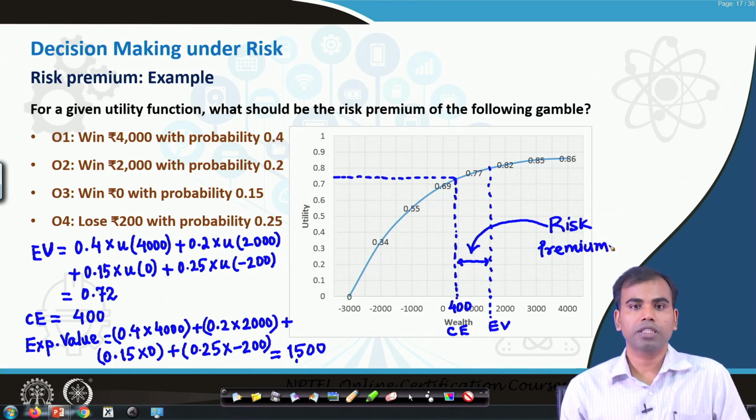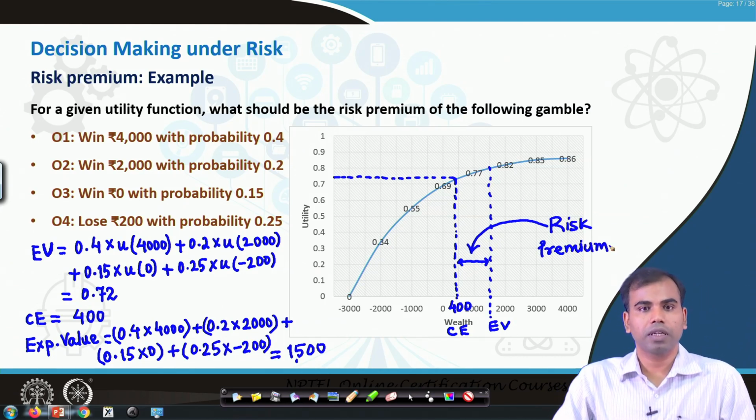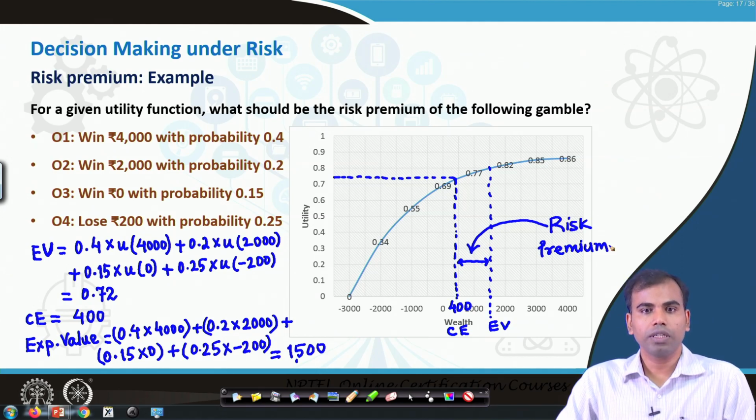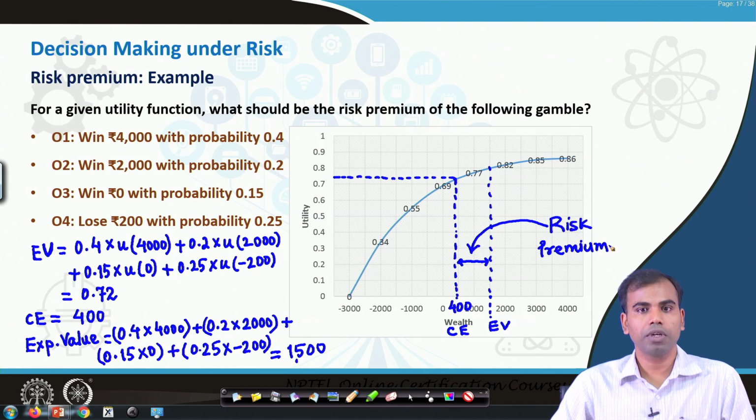So, this particular example helps us in understanding two things as mentioned earlier. One is how much should we ask for if you want to exchange or trade this particular gamble right now? And the answer is certainty equivalent value is 400. So, 400 should be the price of this gamble if you want to trade it right away.